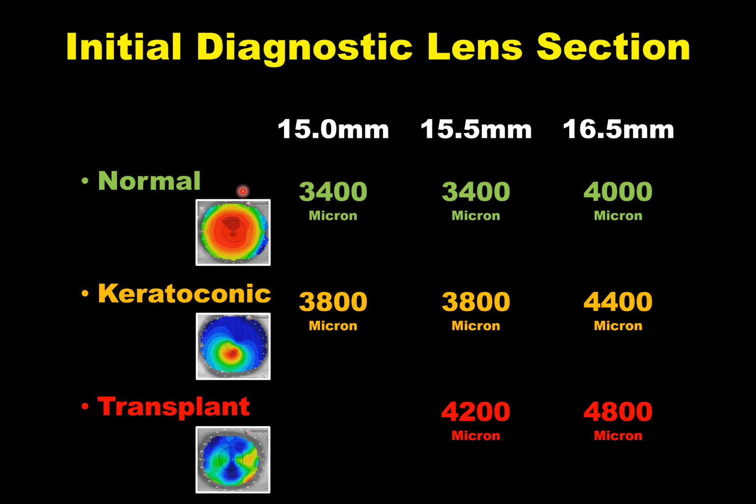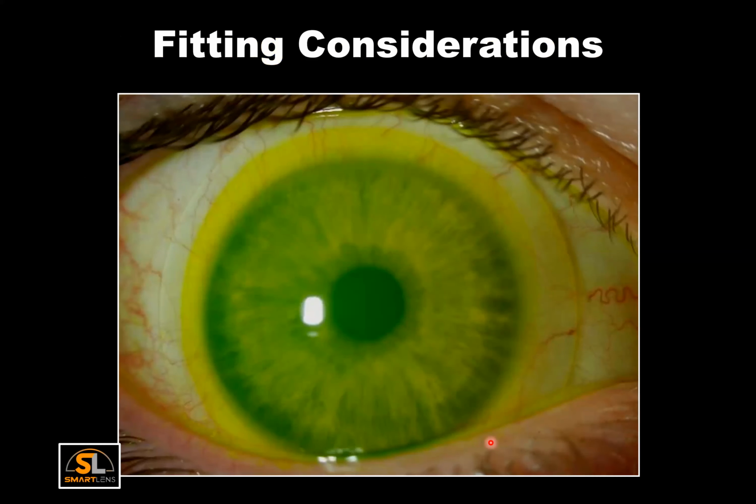Am I dealing with a normal cornea? I start with this lens. Am I dealing with keratoconic eyes? I'm going up by approximately 400 microns. Am I dealing with a transplant? I'm going up again by approximately 400 microns. So it's a very simple lens selection process.